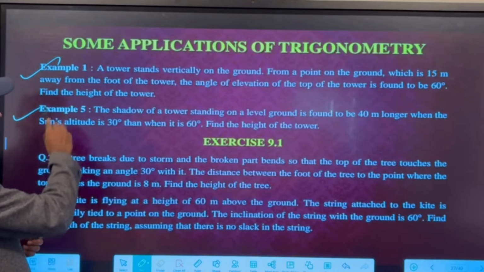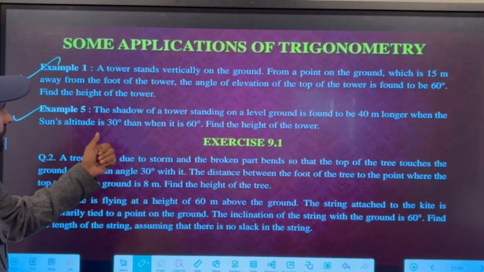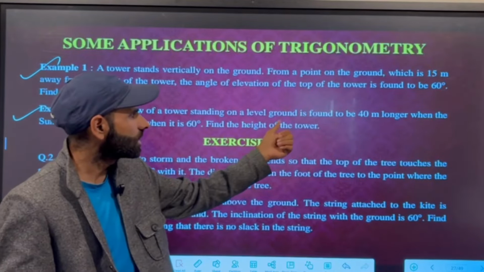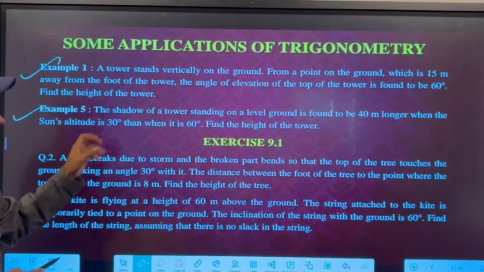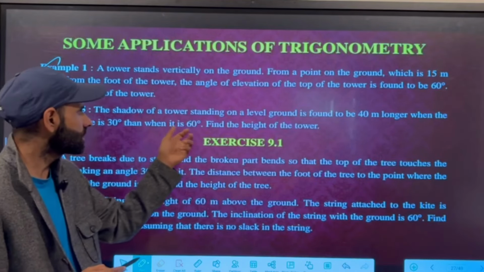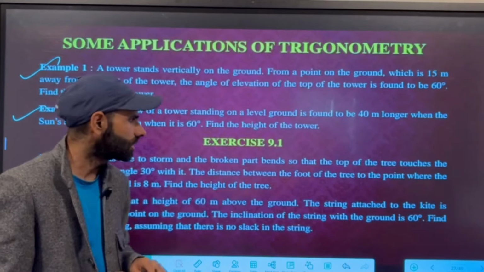And example 5. Example 5 is: the shadow of a tower standing on a level ground is found to be 40 meter longer when the sun's altitude is 30 degree than when it is 60 degree. Find the height of the tower.